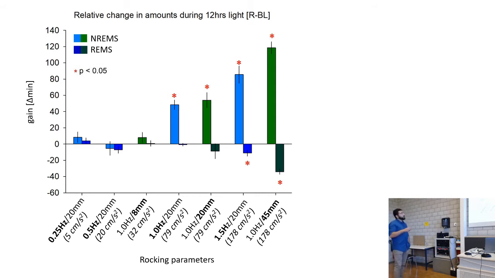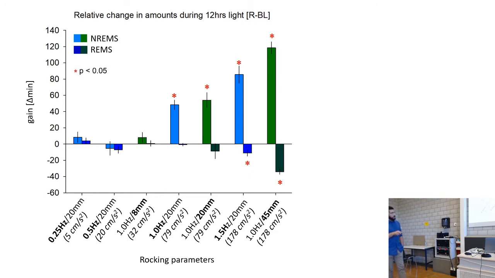I'm showing only the gain in non-REM and REM sleep, which was our first and strongest observation. In blue is what we saw in the first experiment, changing the frequency every time: 0.25 Hertz, 0.5 Hertz, 1 and 1.5. In light blue you see the non-REM sleep, in dark blue the REM sleep. Nothing significant. Now, in green, you can see the results from the last experiment.